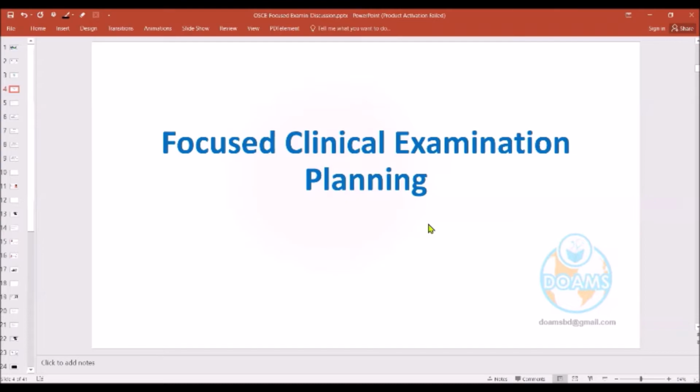But here it is not like that. Here it is the focused clinical examination. Another word is targeted clinical examination. How to select the target? That is our plan today to discuss.